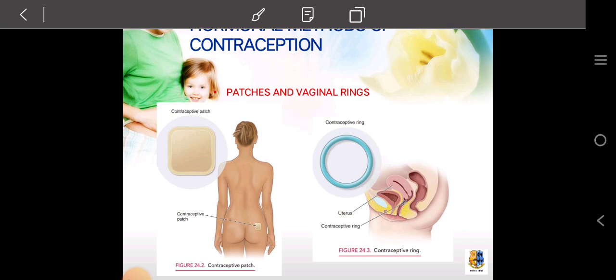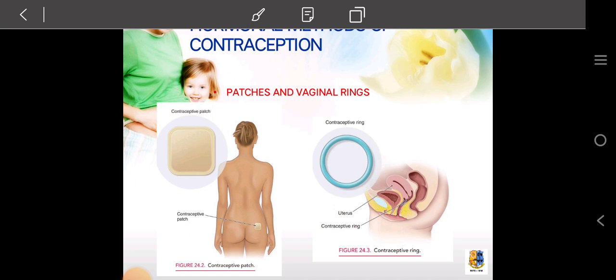Because of its ease of application and improved compliance, the method failure and the person failure of the patch are almost identical. Caution should be used when prescribing the patch for women weighing more than 90 kg because of decreased efficacy. Side effects and contraindications are similar to those of OCs. A complaint specific to the patch, however, is skin irritation from adhesive residue at the application site.